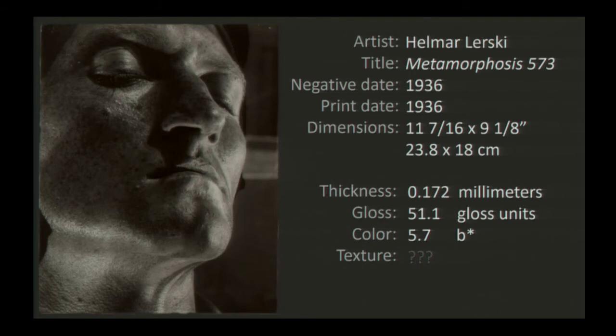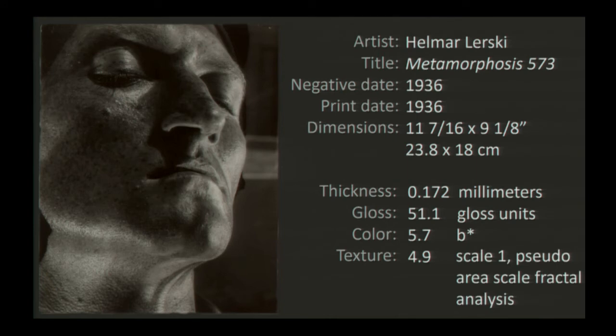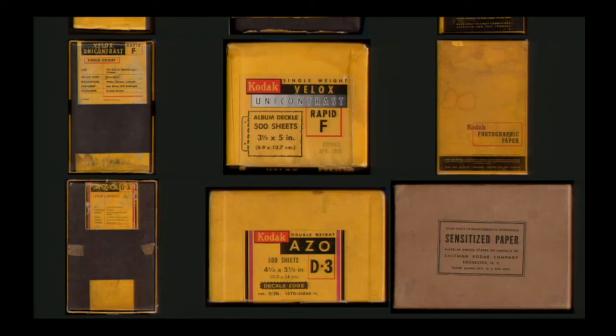And so now we've solved the problem. Or have we? You know, 4.9 scale 1 pseudo area fractal scale analysis. Okay, wait a minute, because I need to communicate this to humanities people. I need curators, art historians, conservators to use this, to understand their materials based on this. And in fact, 0.172 millimeters is not that useful either, frankly. So what do you do with these numbers? That was the next problem.